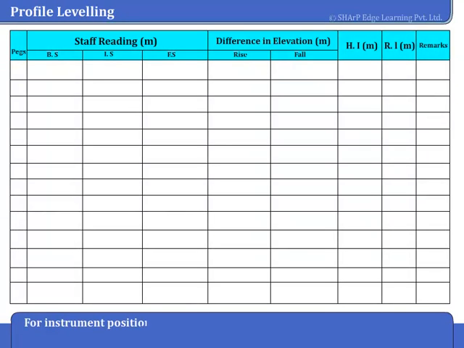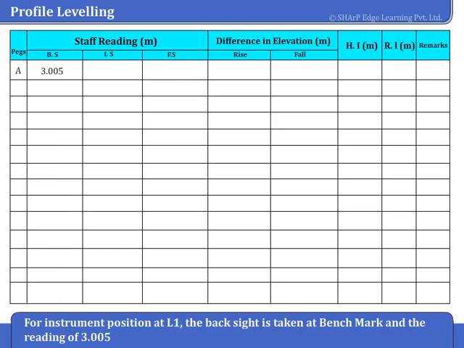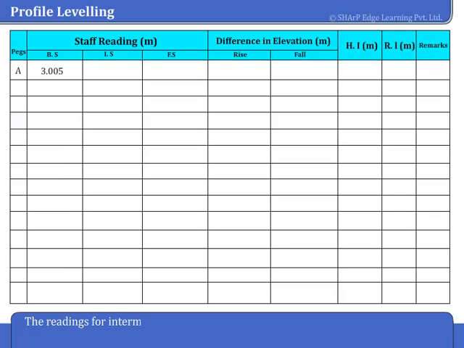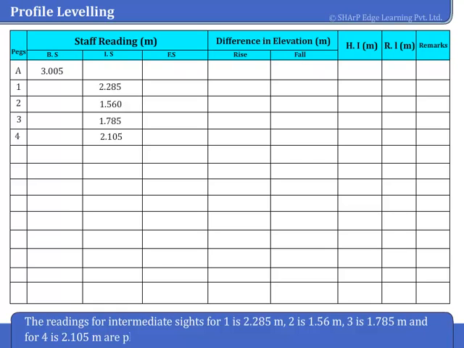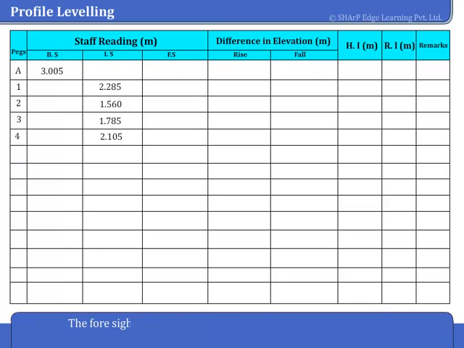For instrument position at L1, the backside is taken at benchmark and the reading of 3.005 meters is placed in its column in the row of station A. The readings for intermediate sides for 1 is 2.285 meters, 2 is 1.56 meters, 3 is 1.785 meters, and for 4 is 2.105 meters are placed in the corresponding row. The foresight taken at the station TP1, 3.105 meters, is placed in its row.